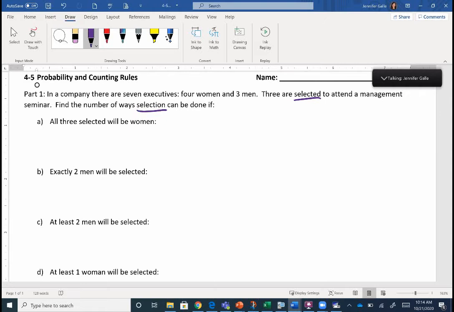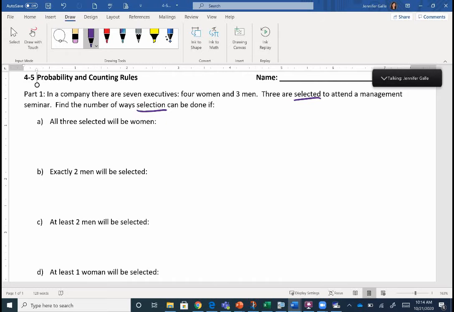We're just selecting. Are we putting them in any special order? No. Are we choosing different places for them to go? Like, hey, you go to the conference in Miami and you go to one in Boston and you go to one down in Dallas? No, we're not sending them anywhere special. We're just selecting 3 of them. So if I'm just selecting 3, are we going to use combinations or permutations? Combinations. Combinations are when I'm just selecting. We're not doing anything special with them.